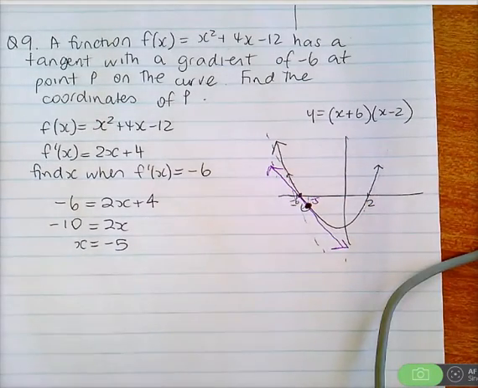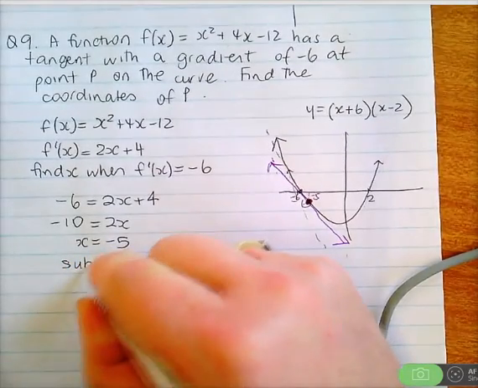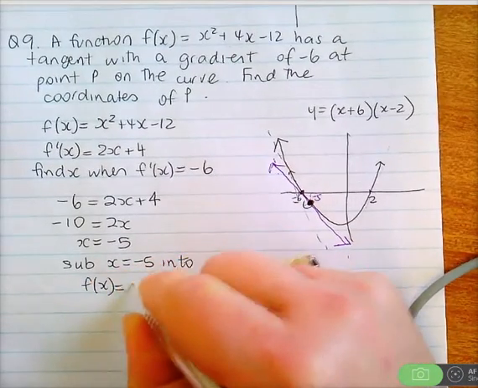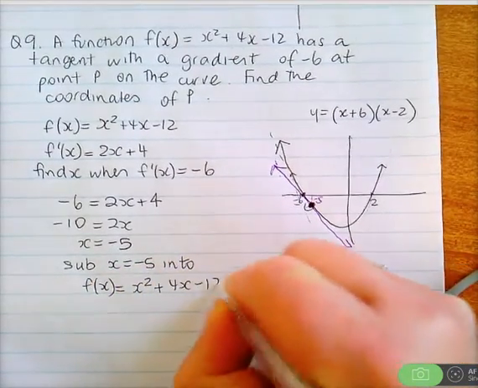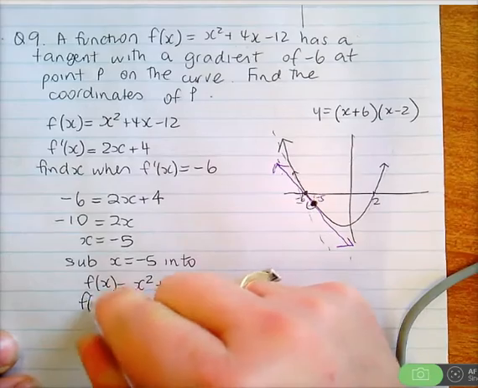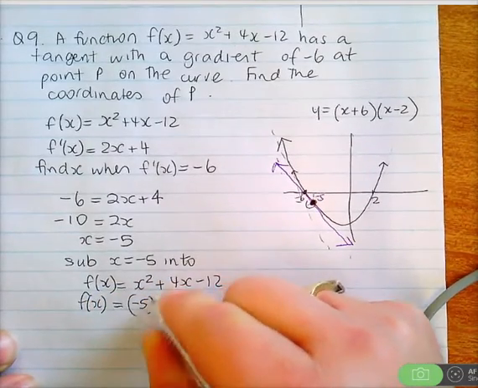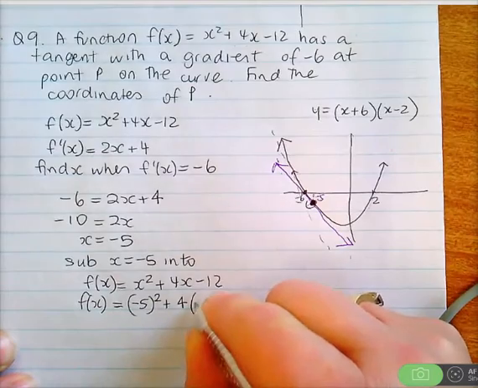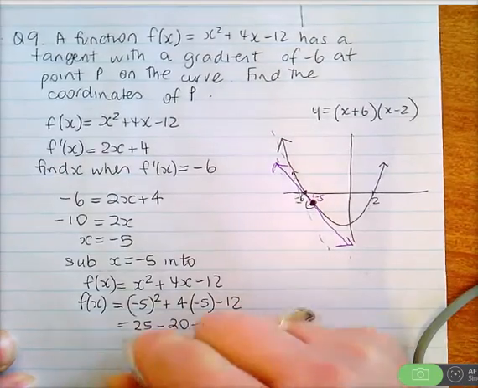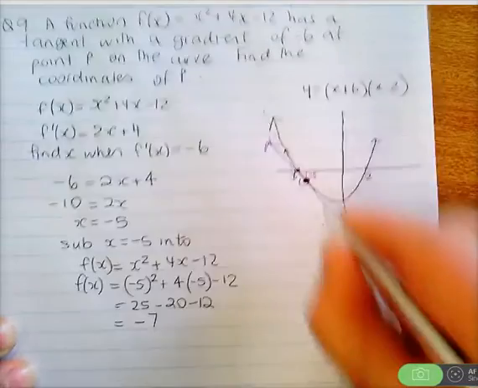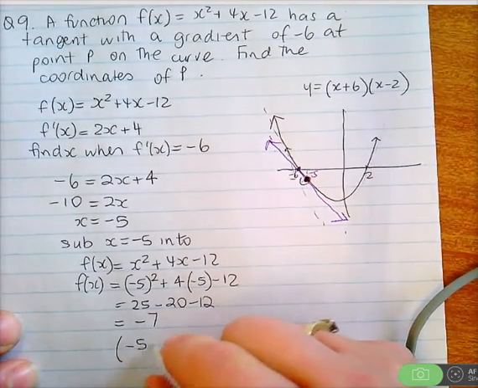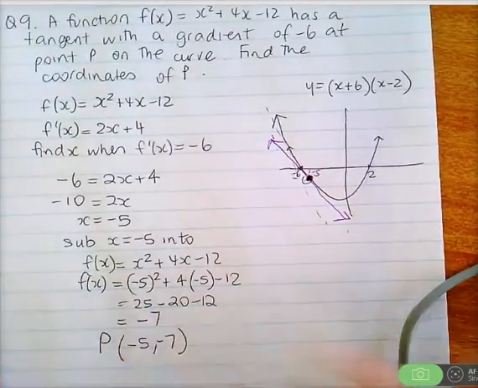How do I find the point on the curve? So I sub x equals -5 into what? Into the actual curve. If they want a point on the curve, you substitute it into the curve, not into the gradient function, into the curve. So I get function of x is, remember function of x just means it's the y value, by the way. And what do you get? 25 minus 20 minus 12, negative what? So therefore this point, obviously my graph is pretty bad, it's -5, -7 is my point P on the curve.